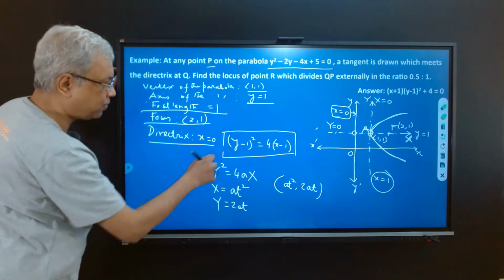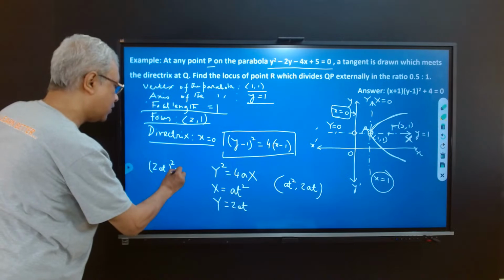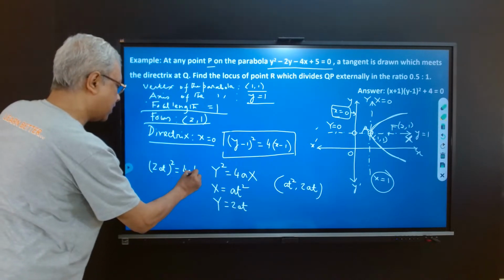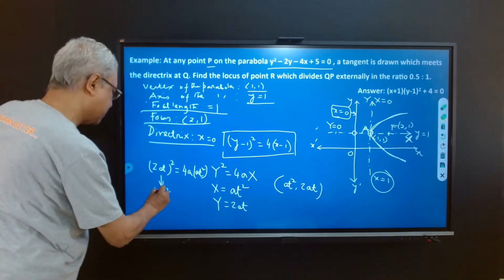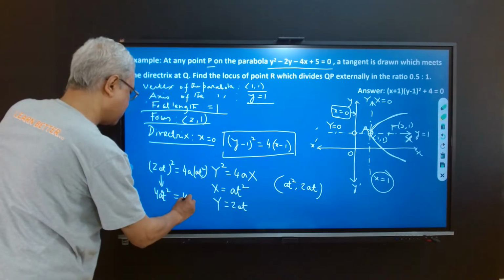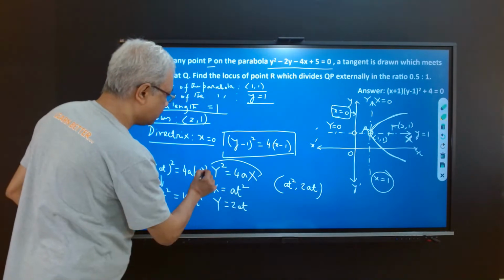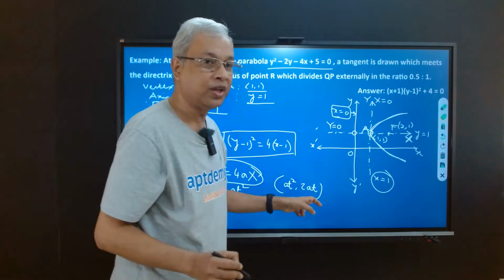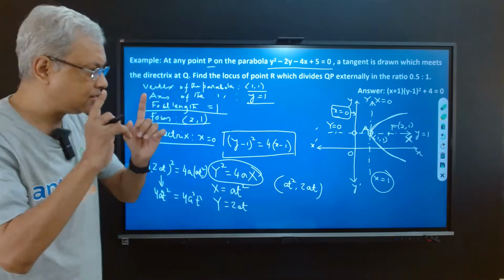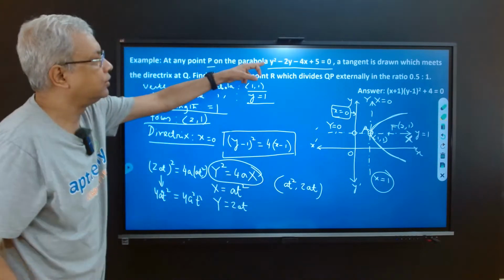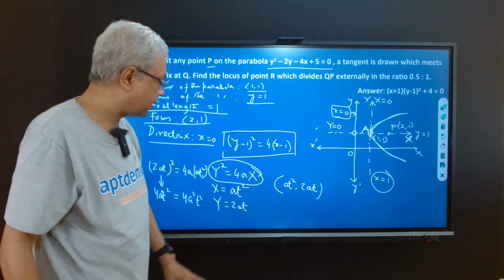Why? Because if you just plug in y equal to 2at, then (2at) whole square is equal to 4a times at square. So this side it is 4a square t square, and this side it is also 4a square t square. So this point satisfies this equation. So this is the parametric form of the parabolic equation. So (at square, 2at), where t is a variable, is always a point on this parabola, y square equal to 4ax. That you have understood in the regular parabola class.